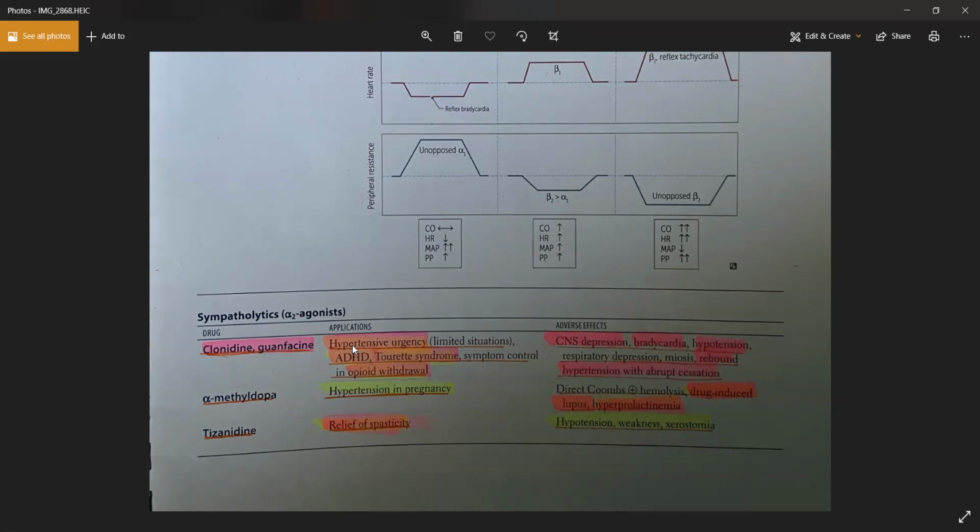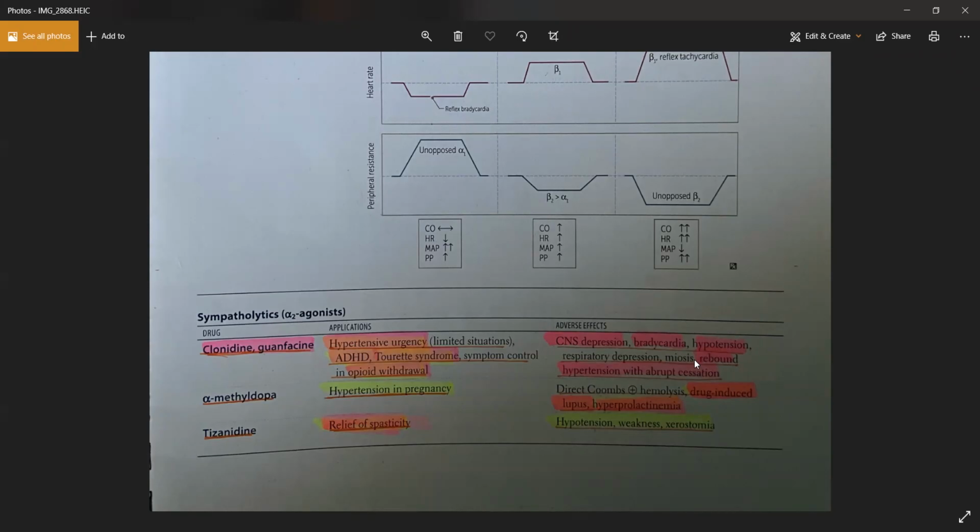What are the side effects of these agents? You will get a serious depression because you will decrease the norepinephrine and epinephrine in the brain. Because of a loss of beta stimulation in the heart, you will get bradycardia. Because of the vasodilation, because alpha receptors are now gone, you will get hypotension, and because of the bradycardia also, you will get respiratory depression. You will get miosis because of the muscarinic stimulation, as the alpha stimulation in the eye is lost.